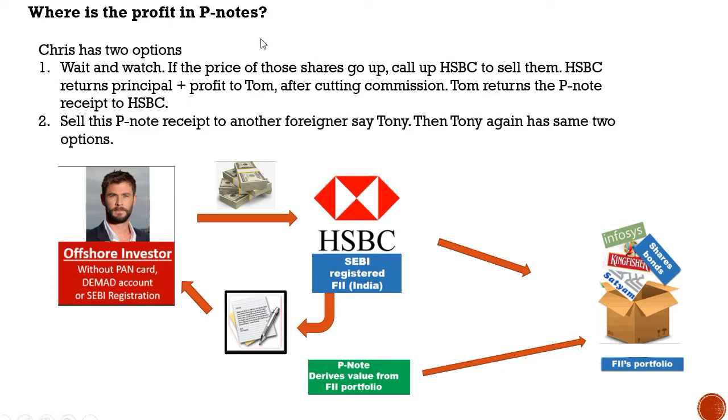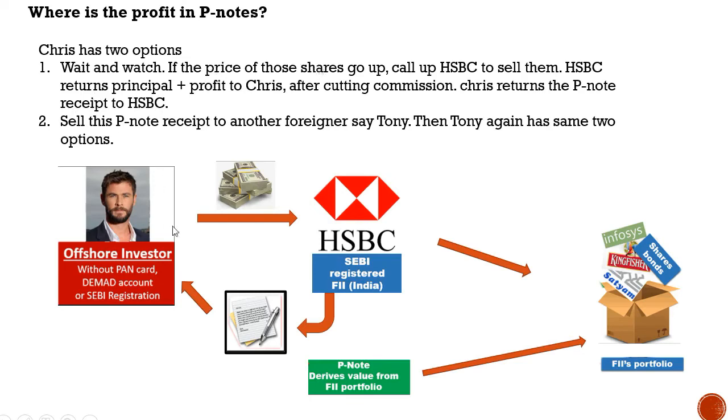Now the next question is, where is the profit in P notes? Chris has two options. Number one, wait and watch. If the price of the shares goes up, Chris can give a call to HSBC and tell them to sell. HSBC returns the principal amount along with the profits to Chris after cutting commission. Now Chris returns the P note receipt to HSBC. So this is one way profit can be earned under P notes.